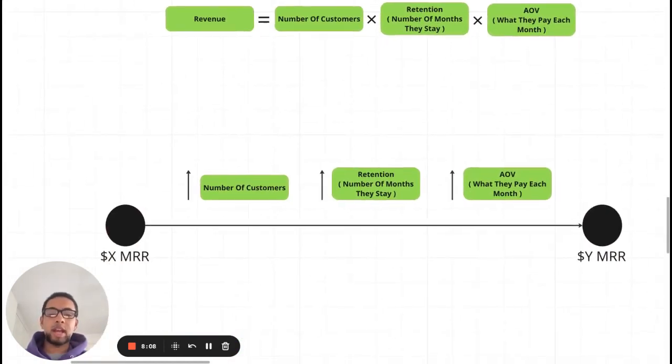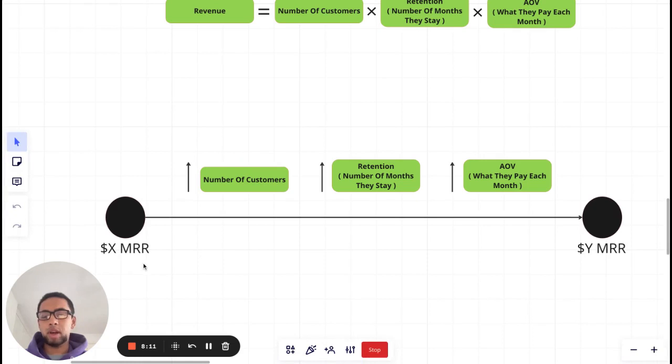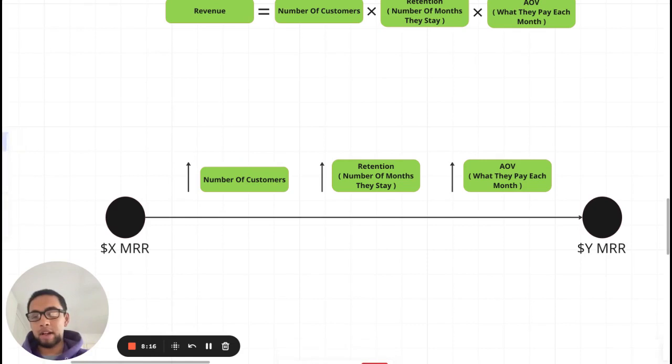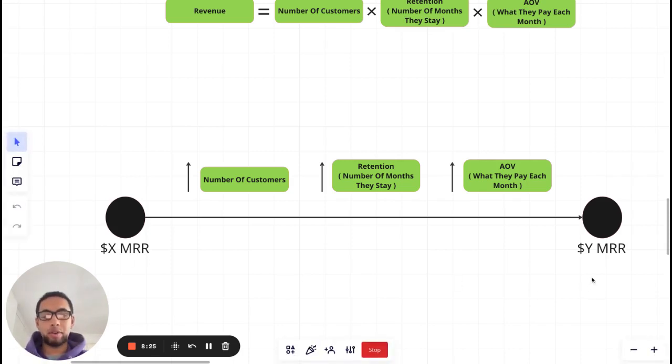So pretty much any SaaS company in the world, I'm generalizing a bit here, is really focused on going from a certain MRR value, especially if they're not huge enterprise companies, to reaching a higher monthly recurring revenue value. And the only way of doing that is via increasing the number of customers, the retention of existing customers, or the average revenue per user, or what the user pays each month. So we have to increase one, two, or all three of those variables to then increase the total revenue.